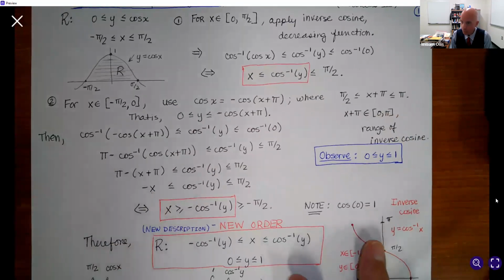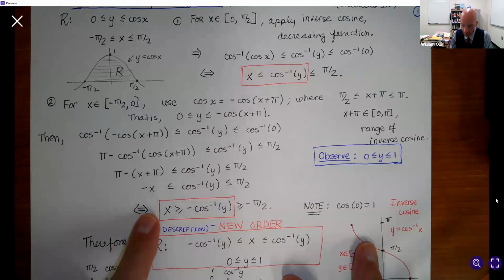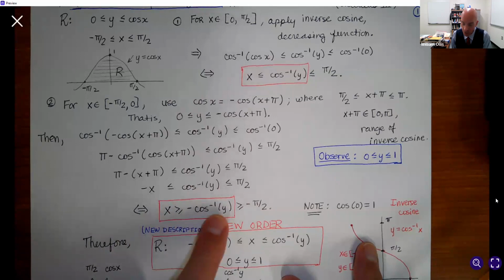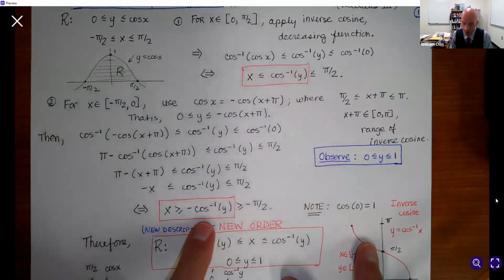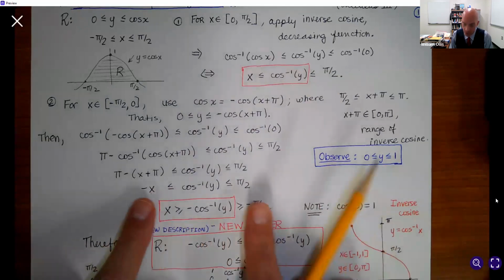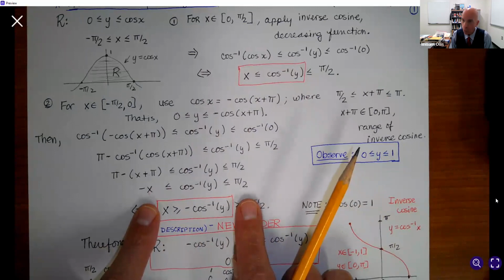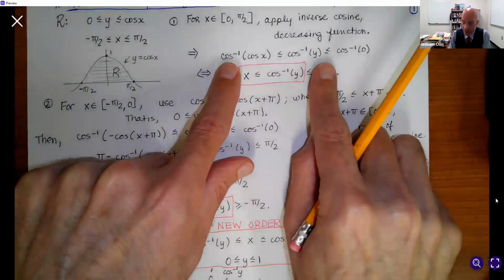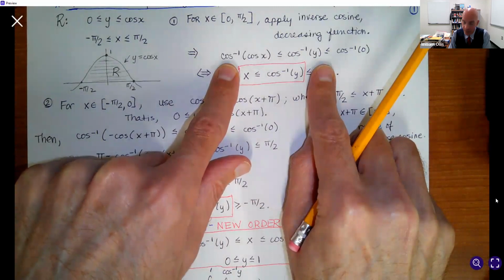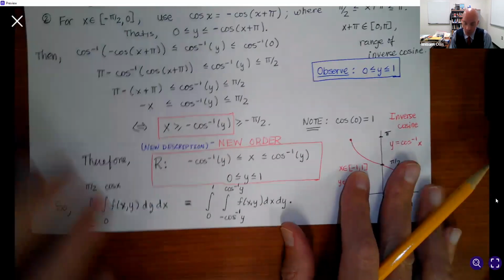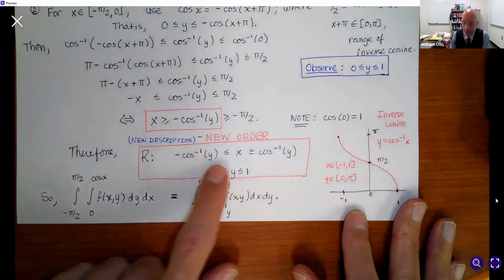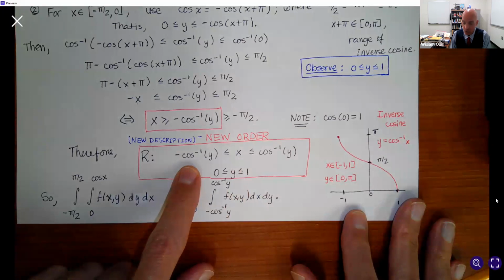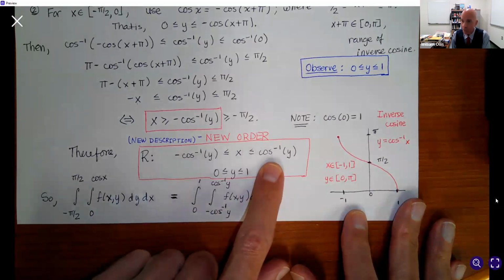So of course we multiply by negative 1 and reverse everything. So we have x is greater than or equal to the additive inverse of the inverse cosine of y, which is greater than or equal to negative pi over 2. Just like up here, we box the part that is important to us. So now we have a lower bound for the dependent variable. Here, we can couple that with the upper bound of the dependent variable. And therefore, we have the new description that is now y runs from 0 to 1 and x runs from negative inverse cosine of y to inverse cosine of y.